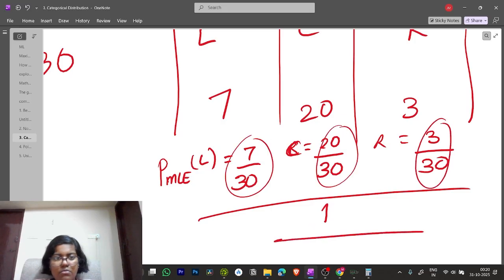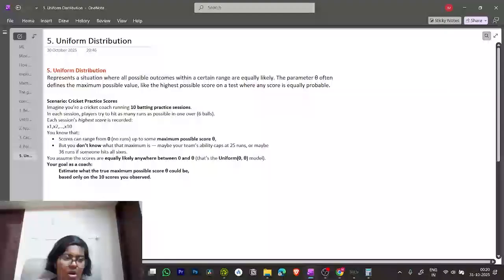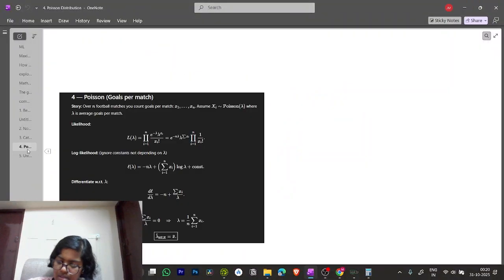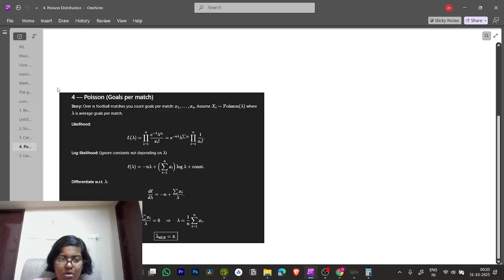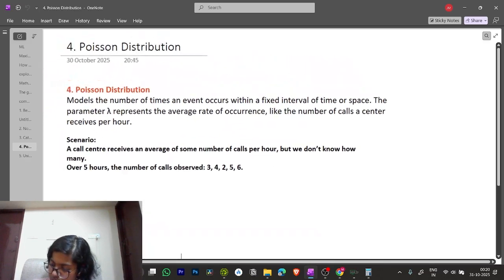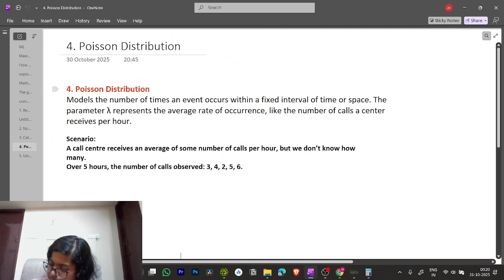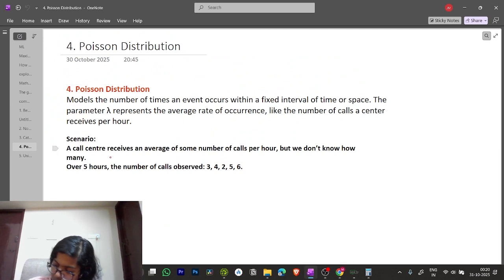Okay, so this is what we are doing here. And next is the final one, the Poisson per goal match. So the Poisson distribution is nothing but... you can see here, let's go to the scenario first. A call center receives an average of some calls per hour, but we don't know how many.